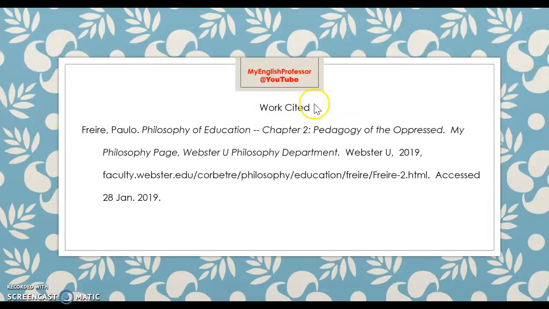Here is the works cited for Paulo Freire, what inspired me so much, particularly the philosophy of education, chapter 2 in his book, Pedagogy of the Oppressed. He wrote this in 1968, and it is a standard for all teachers. Many of us love Paulo Freire and what he's taught us.